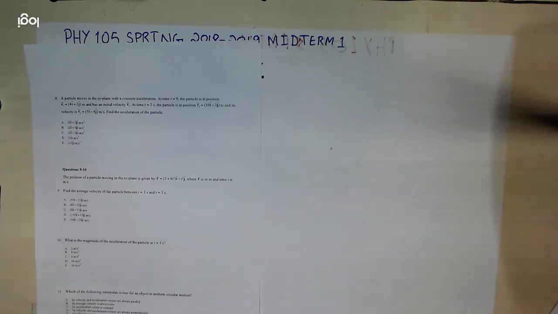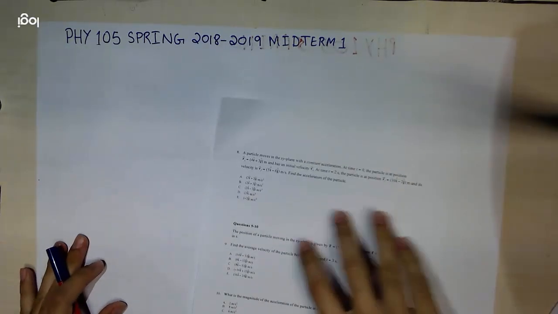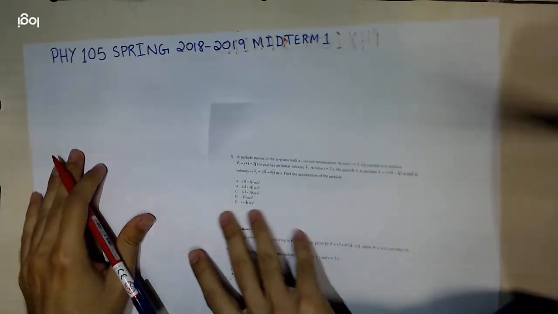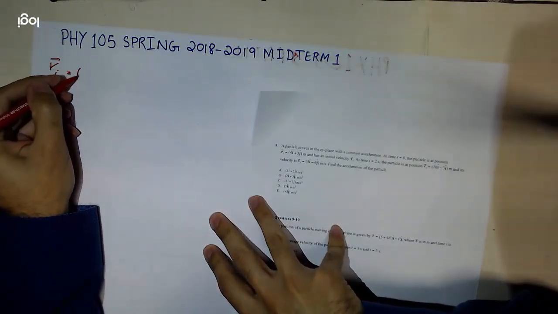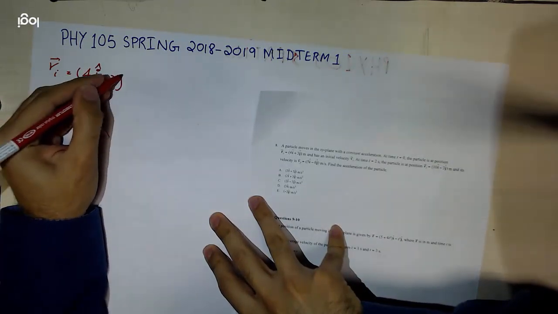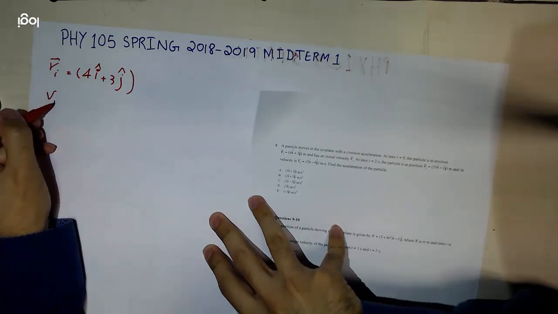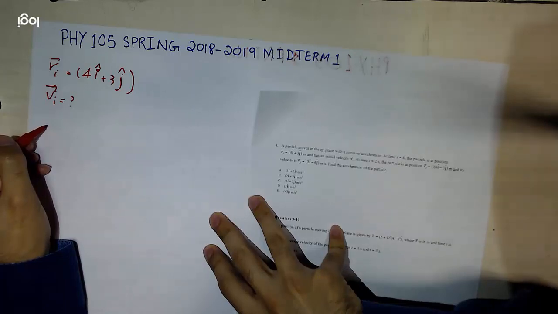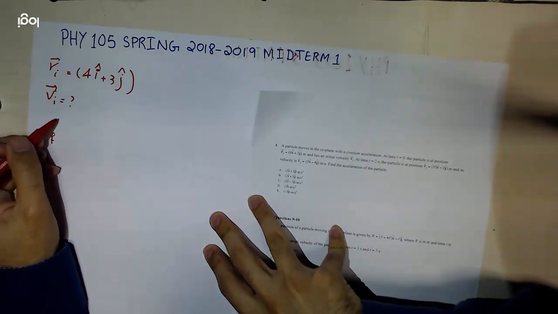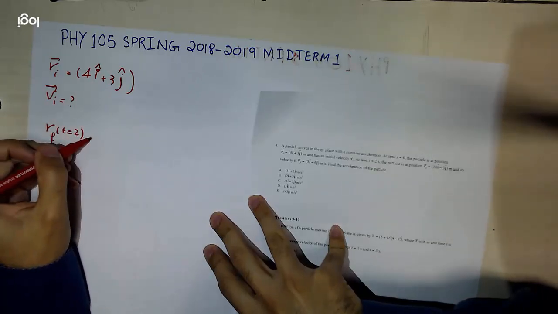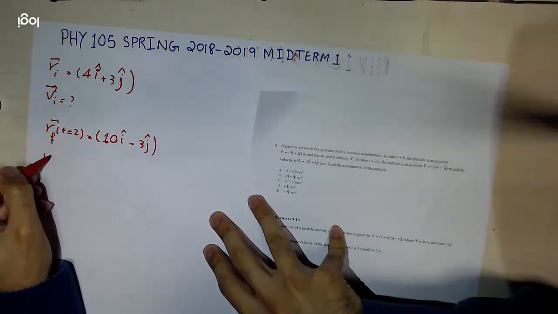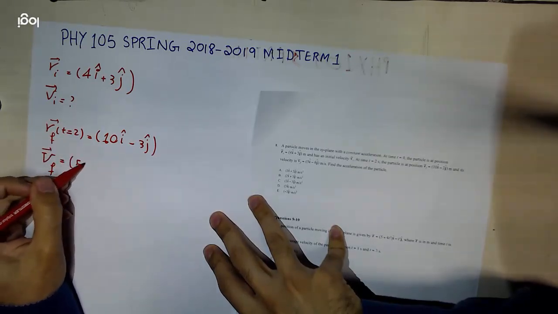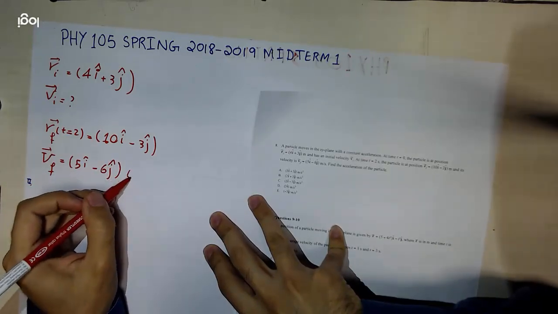Okay, let's continue with the 8th question, which tells us that a particle in the xy plane moves with a constant acceleration. This particle at time 0 has r initial equal to 4i plus 3j, as given in the question, and at t equal to 2, r final is equal to 10i minus 3j, and the final velocity is equal to 5i minus 6j meters per second.